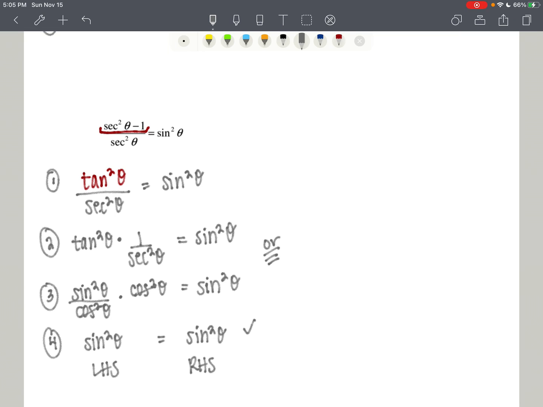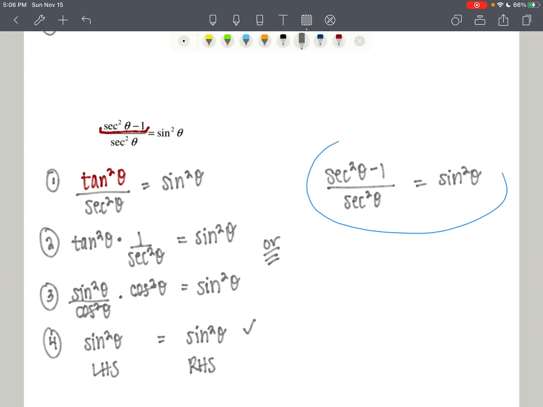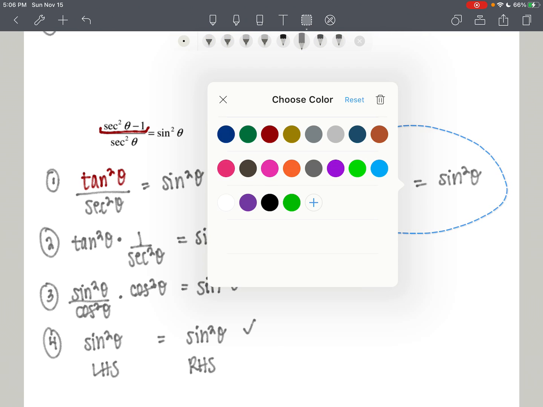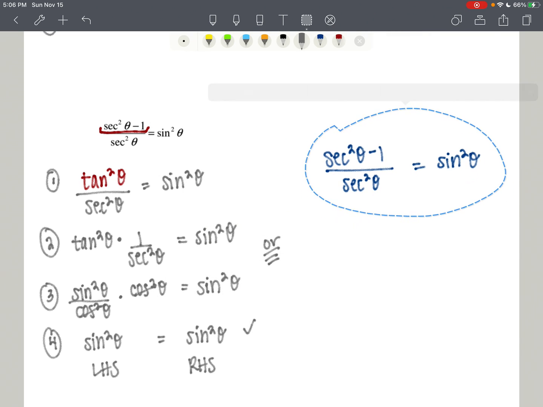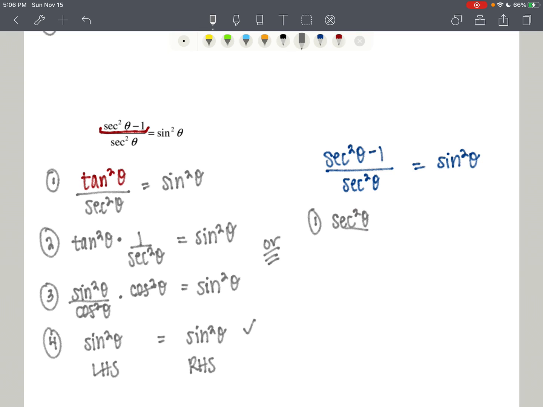There is another way that we can do this problem. You can also take secant squared of theta minus 1 over secant squared of theta, and you can break it up into two terms. Because you have a monomial denominator, I'm going to change this color so that you can see, this is going to be blue. Okay, so because you have a monomial denominator, you can make that denominator go with each term in the numerator.